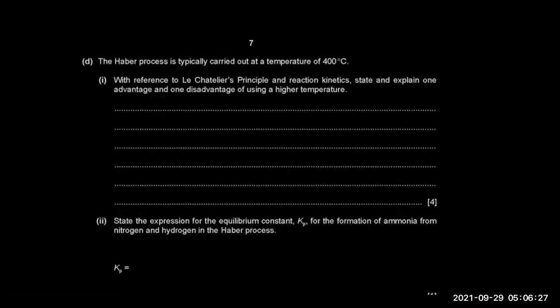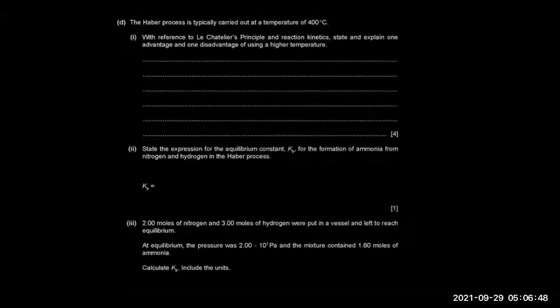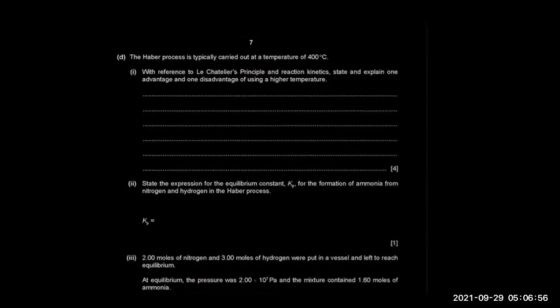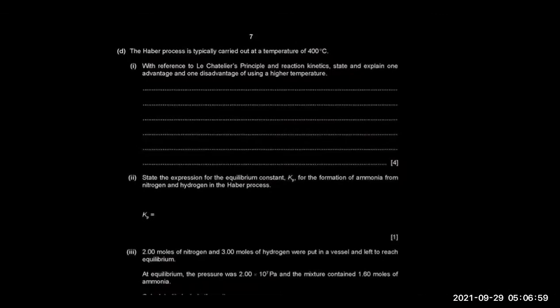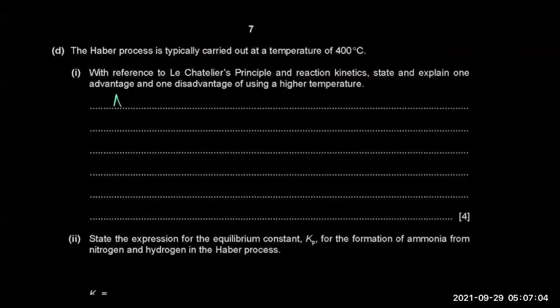The Haber process is typically carried out at a temperature of 400 degrees Celsius. With reference to Le Chatelier's principle and reaction kinetics, state and explain one advantage and one disadvantage of a higher temperature. Okay, so what's the advantage of using a higher temperature? The rate is higher, right? So basically the advantage that we have is, you can write it like this.